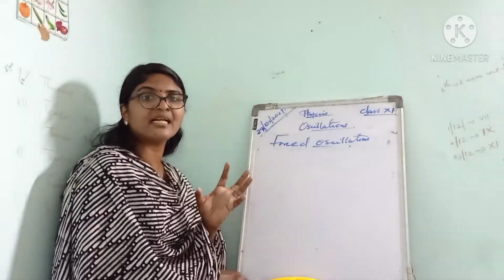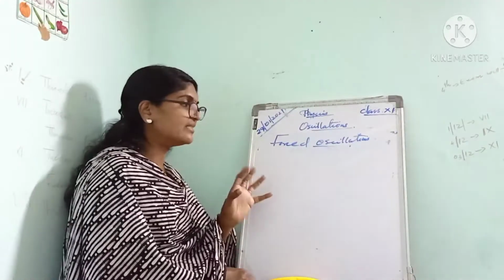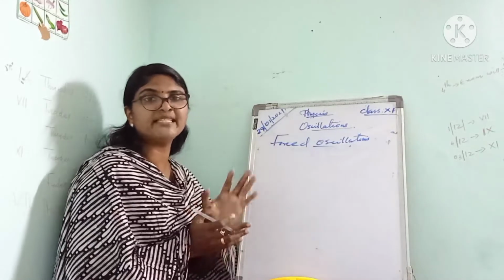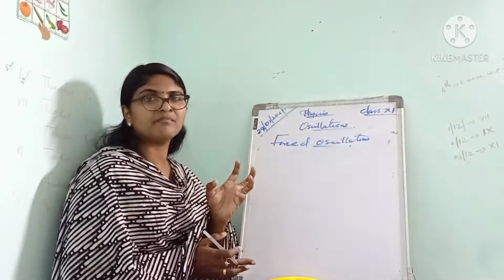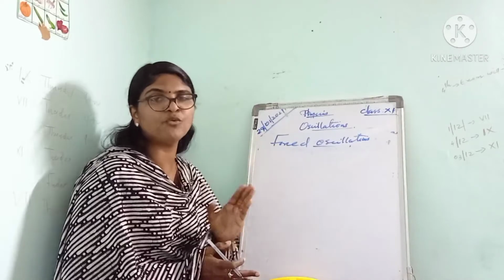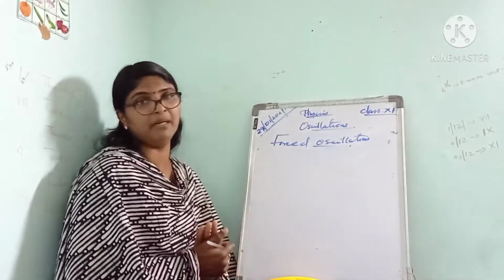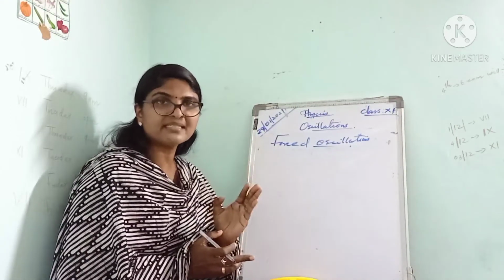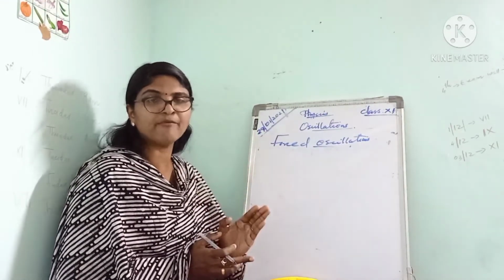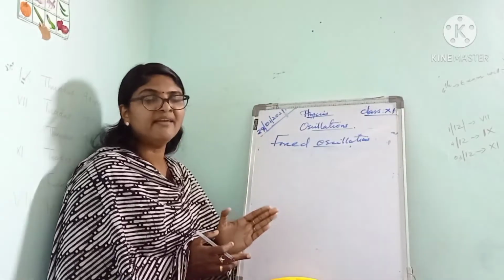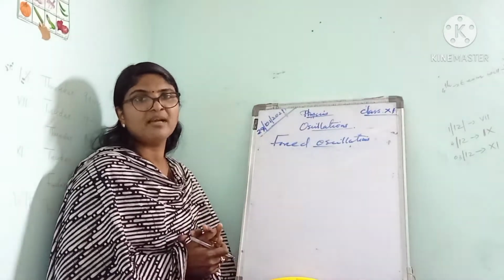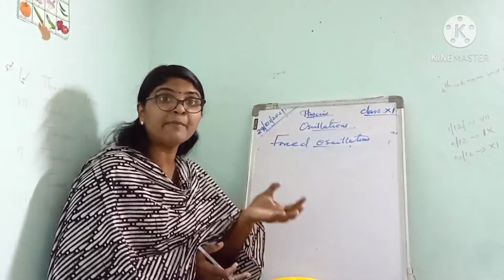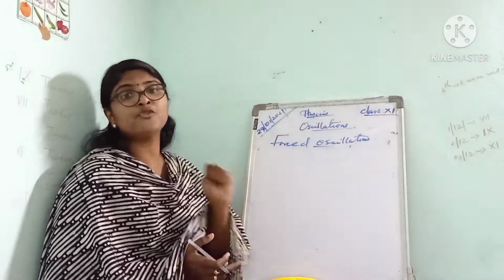Such oscillations are called forced oscillations. We can consider an example. Suppose the stem of a vibrating tuning fork is pressed against a table, we can hear a loud sound. Actually, this is because the particles of the table are forced to vibrate with the frequency of the tuning fork.